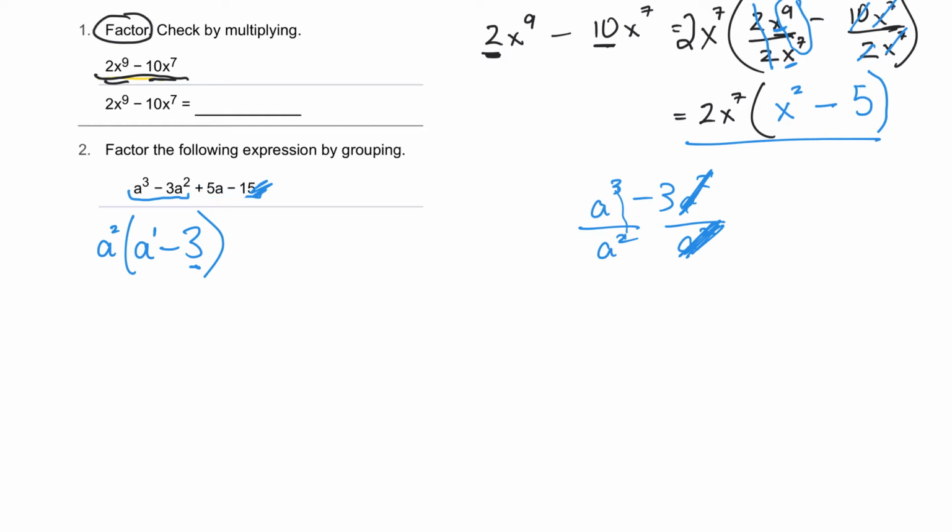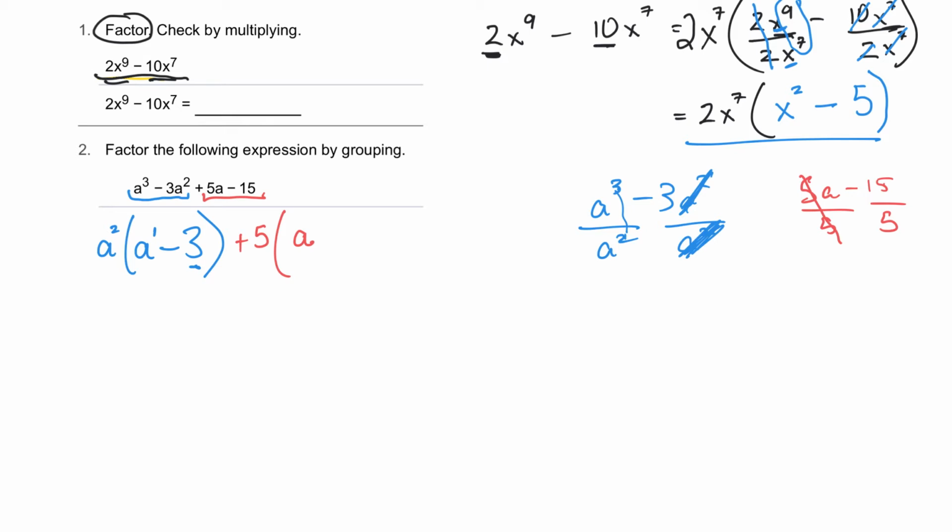Now let's bring this back and do the same thing with that. So out of these, what's common? Looks like a 5. A 5 will divide in each of those. So I'm going to put a plus 5 out here. And then I'll take the 5a minus 15 and divide them both by 5. Here the 5's will cancel, leaving me with just an a.